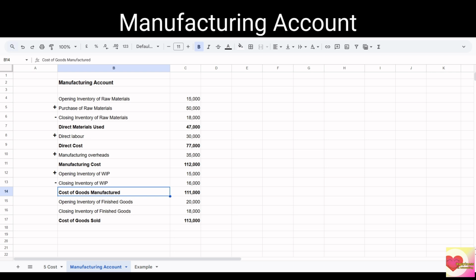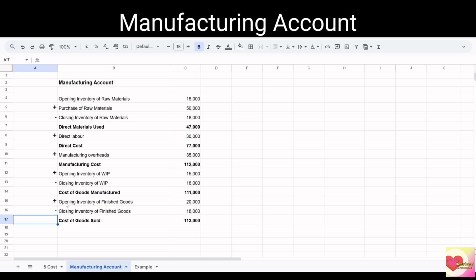Next, the final stage is to get the cost of goods sold. The cost of goods sold are the finished products sold for the period. To get this, the cost of goods manufactured plus opening inventory of finished goods minus closing inventory of finished goods.